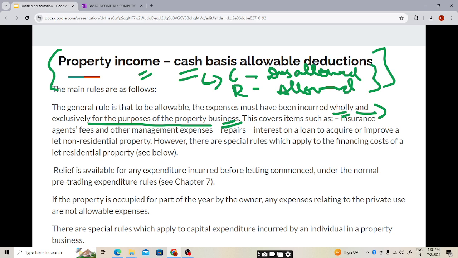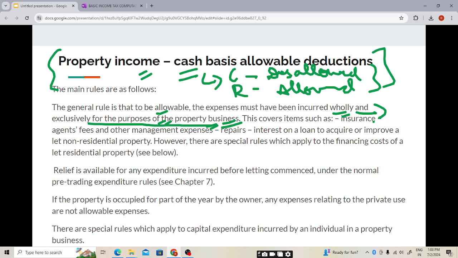Exclusively means for that property only. Wholly means if from 1 lakh you are spending 50,000 on property 1 and 50,000 on property 2, you can't reduce the whole 100,000 pounds from property 1. You need to reduce 50-50 from property 1 and property 2. So the general rule is that to be allowed, the expenses must be incurred wholly and exclusively for the purpose of the property business.